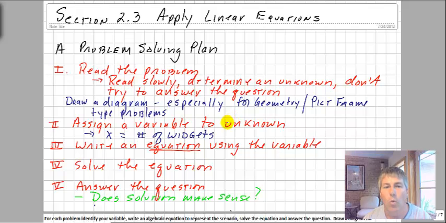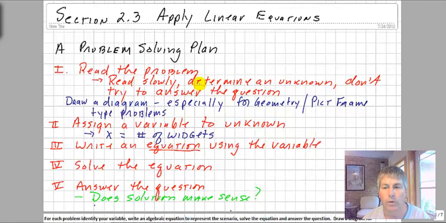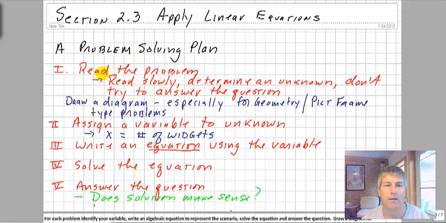So what you want to do with your problem solving plan is you want to first read the problem. Read slowly. You might have to read it a few times. But don't try and answer the question. That's one of the common mistakes, you try and read the problem and go right to the answer. Doesn't work very well. Read the problem slowly, determine an unknown, and again, don't try and answer the question.